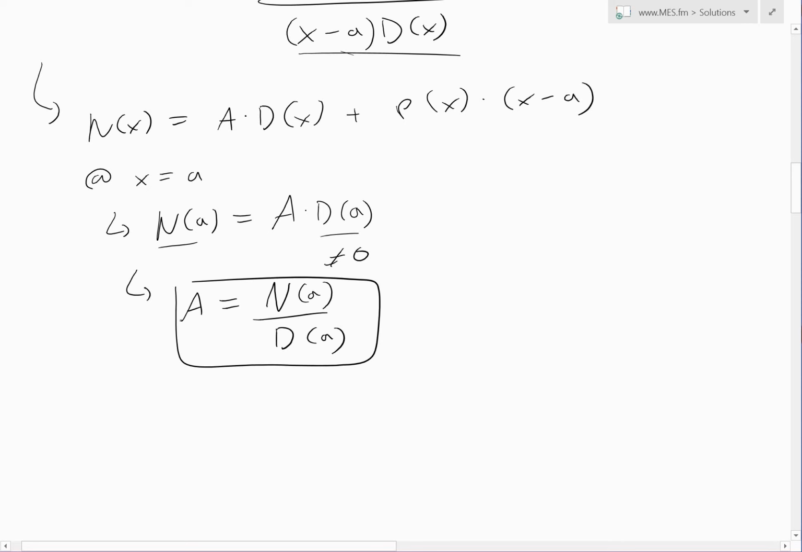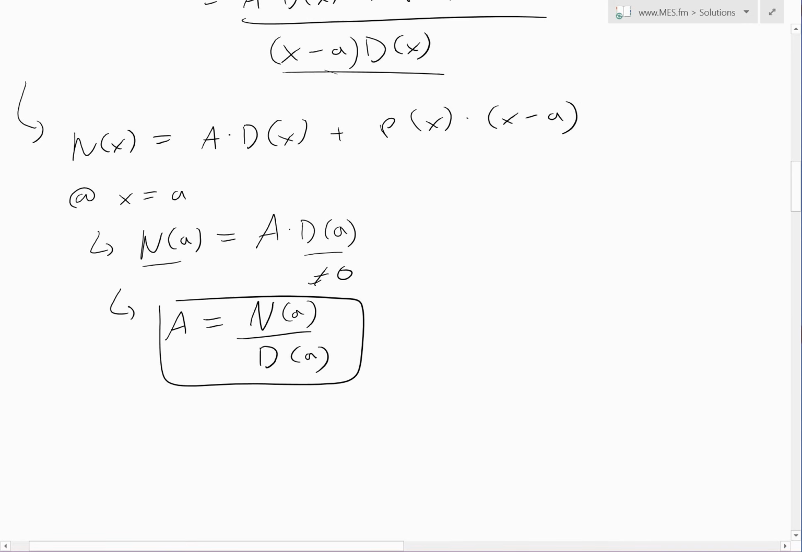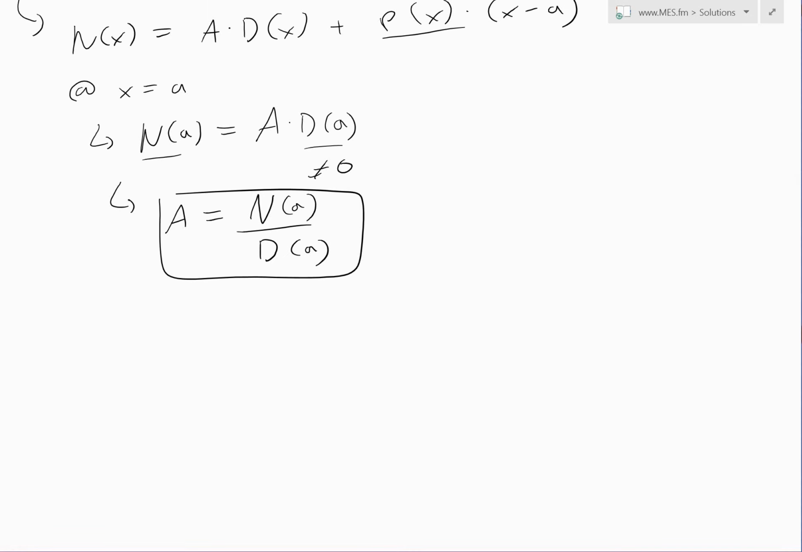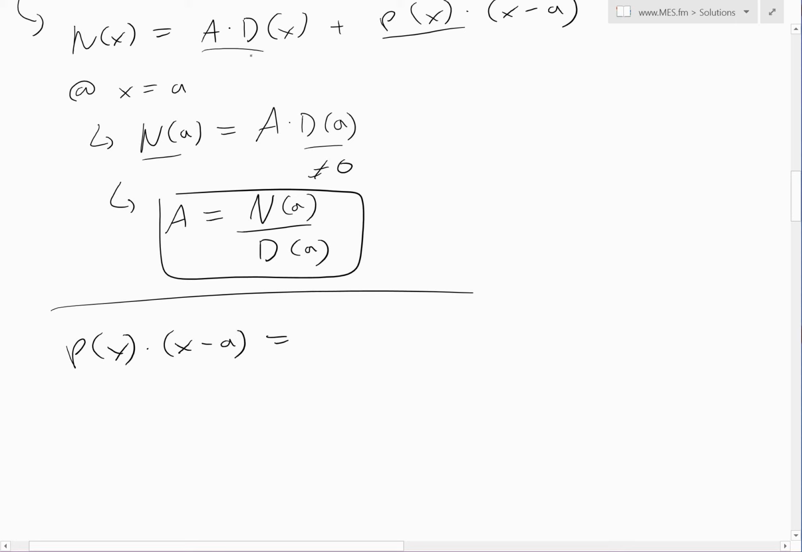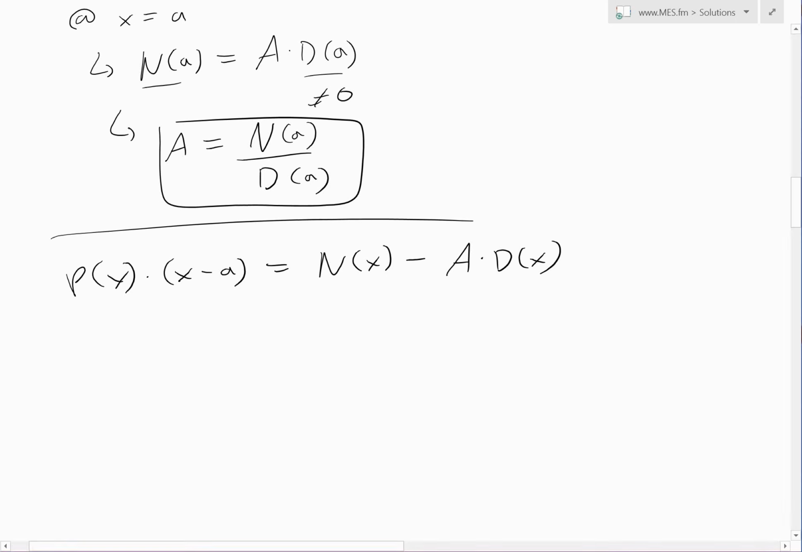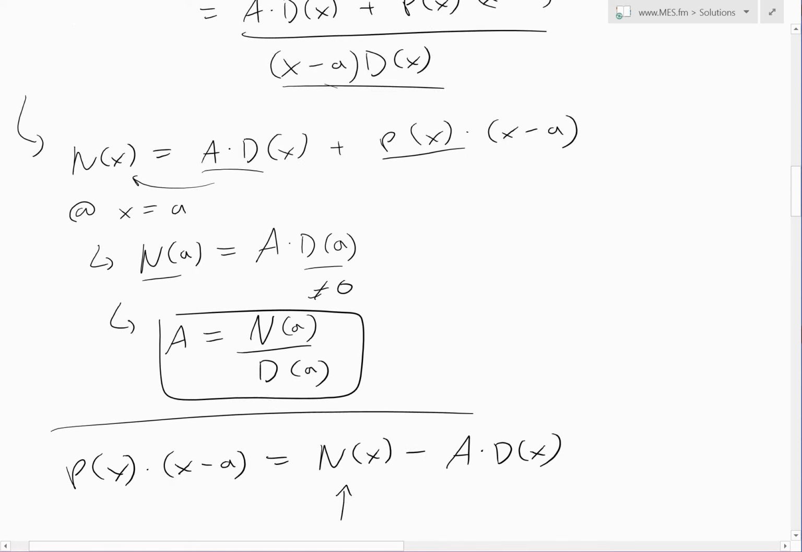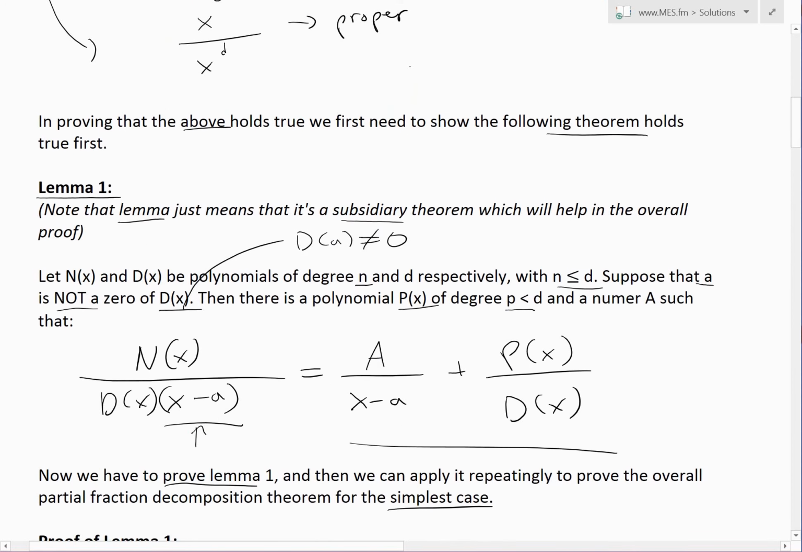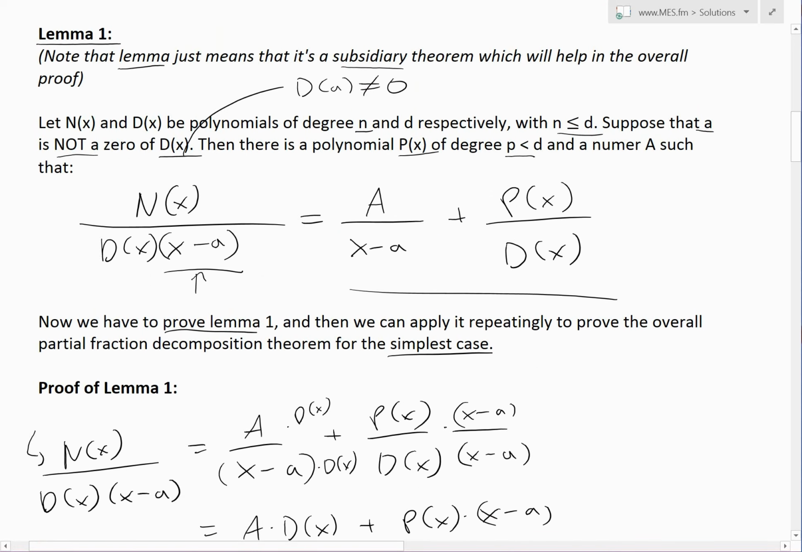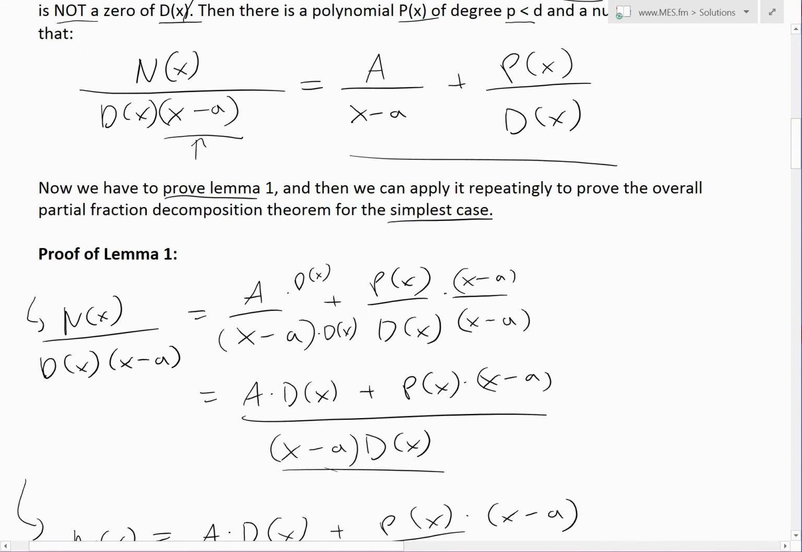So we've proven that a has a value, so now we just have to solve for p of x. What we could do is write p of x on its own. We have p of x times x minus a equals, by shifting this to the left side, n of x minus a times d of x. Now from what we know, if we scroll up in the lemma, n of x has a degree of n, which is at most d, and d of x has a degree of d.